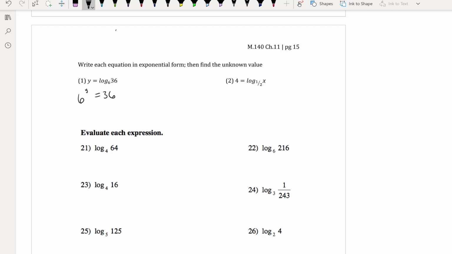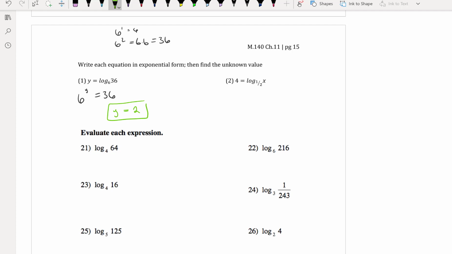Well, let's think about this. 6 to the first power is just 6. And then if I have 6 squared, 6 times 6 is equal to 36. So now I can say that my y is equal to 2.